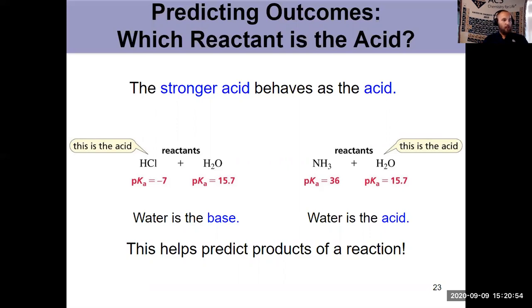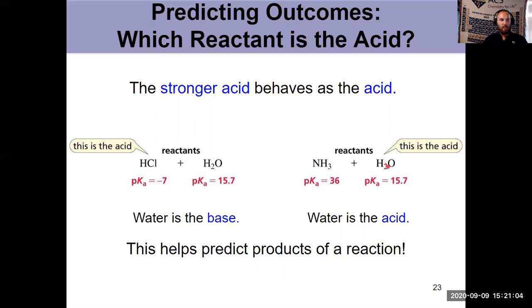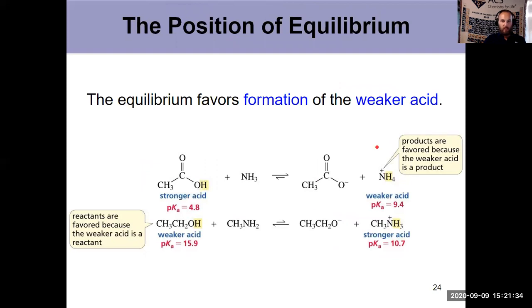So if I look at these pairs of reactants, right? HCl, pKa -7, that's acting as an acid. Over here, water, we don't typically think about as being an acid, but with a pKa of 15.7 compared to the amine with pKa of 36, now water will act as an acid, right? We use that to predict the products of a reaction, keeping in mind that a reaction is in equilibrium. It can go either way, left or right, depending on the conditions, just like how water can act as an acid or a base, depending on the conditions. So that brings us to predicting the position of equilibrium, a fundamental idea from chapter 2.